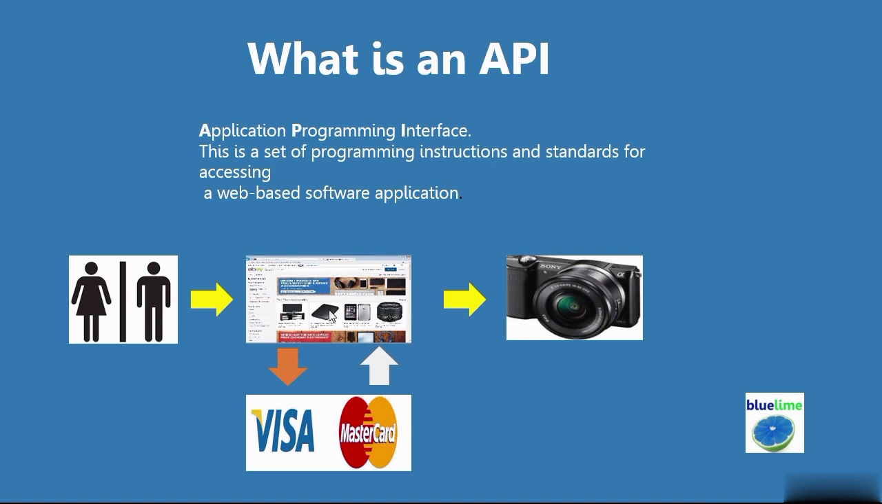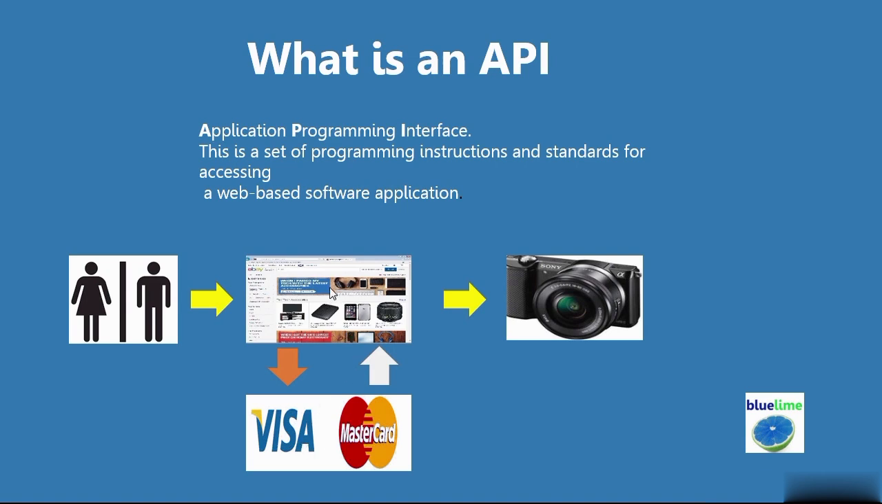Say, for example, I wanted a camera from eBay. So I go onto eBay and click on the camera I want and then click on the buy button. So when you click on the buy button, what happens? Your credit card information is passed on to the card company. All this happens behind the scene. So this is possible because of the use of this API.